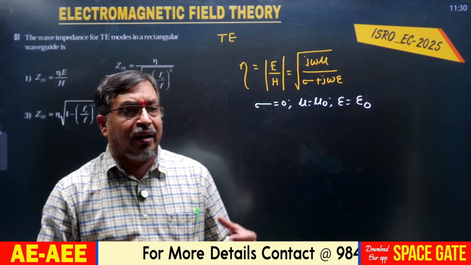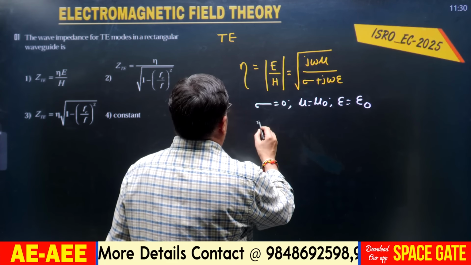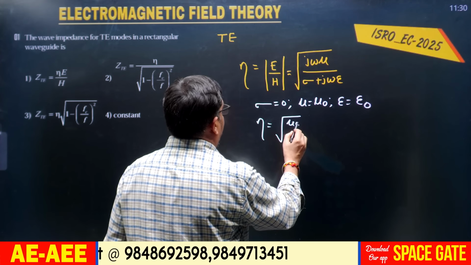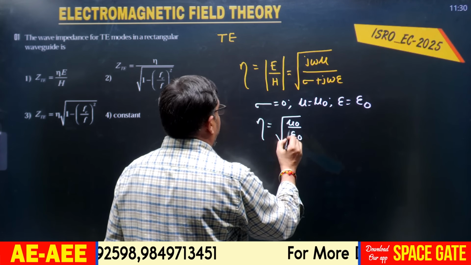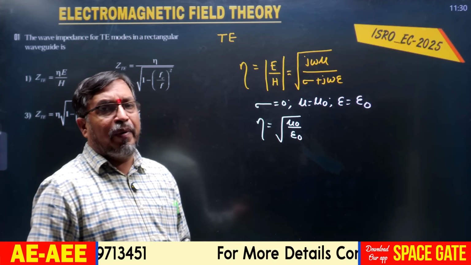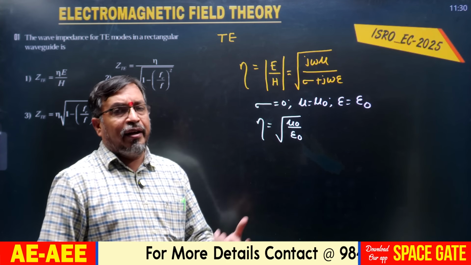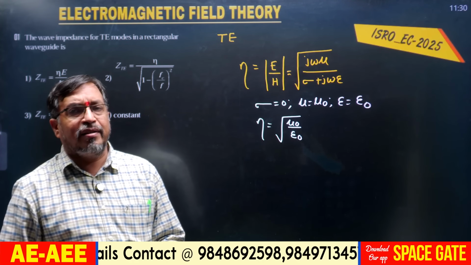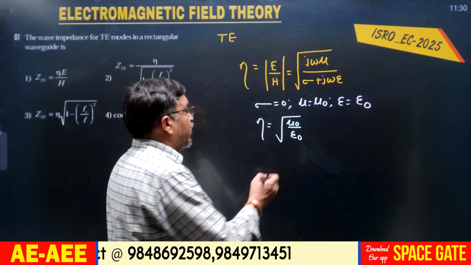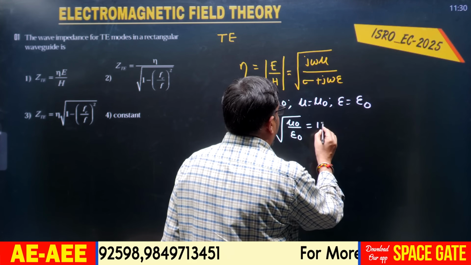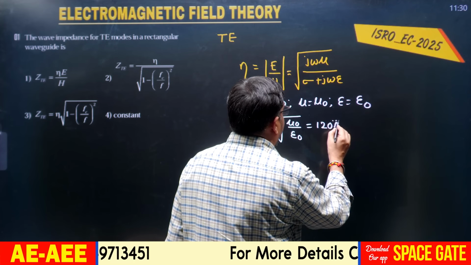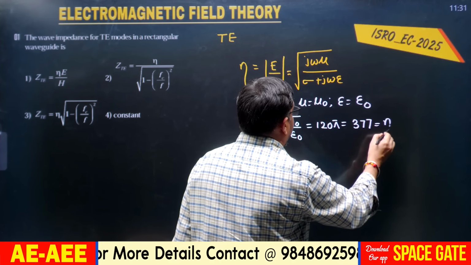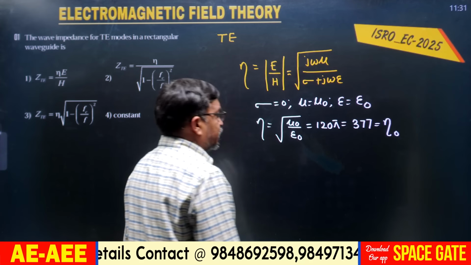If you substitute the condition here, then eta becomes under root of mu naught by epsilon naught. If you substitute the mu naught value, 4 pi into 10 power minus 7 Henry per meter, and epsilon naught equals 10 power minus 9 by 36 pi farads per meter, we will get, in terms of pi, 120 pi ohms, or in terms of ohms, 377 ohms, which is a standard value represented as eta naught.